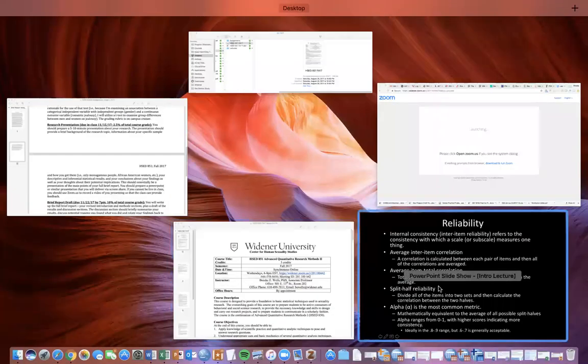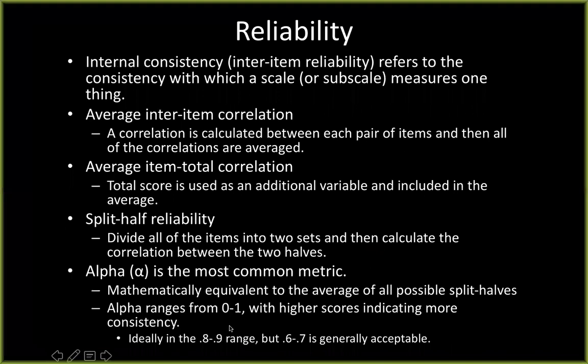Ideally something is in the 0.8 to 0.9 range; 0.6 to 0.7 is generally totally fine as well. And this is often a process that folks will go through when they're developing a scale, to try and understand if there are items that they can drop to make the scale a bit shorter, and if it's actually working in the way that they think it should be working.